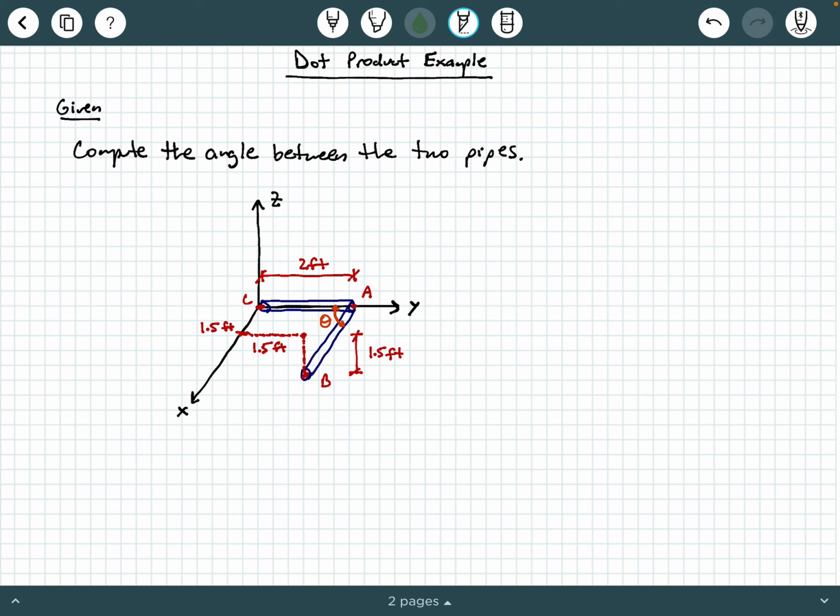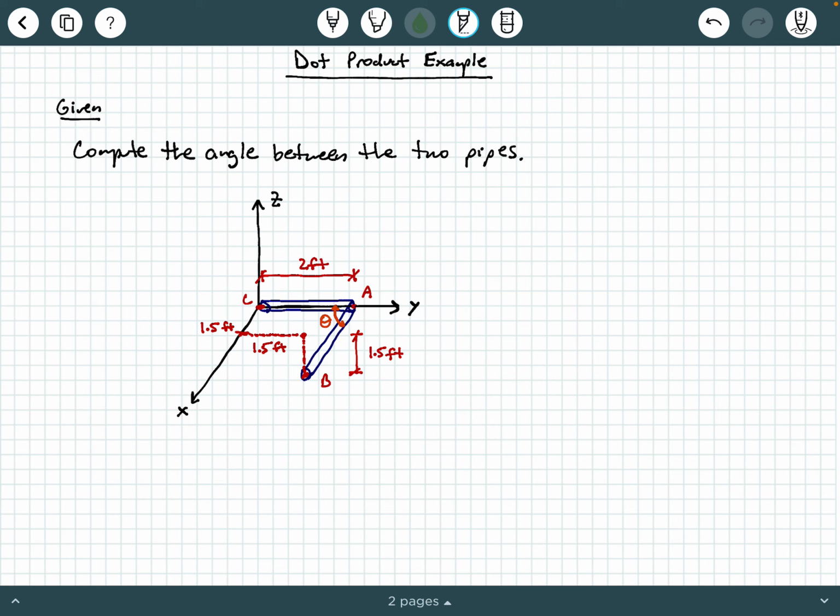And so here we have this three-dimensional figure. Let's take a look at what we're given. We have this positive x-axis here, we have a positive y-axis here, and then we have this positive z-axis coming up. Now, along the positive y-axis, we have this pipe segment here, and we can think of this as pipe AC. Okay, so the origin is C, and the end of that pipe along the y-axis is point A.